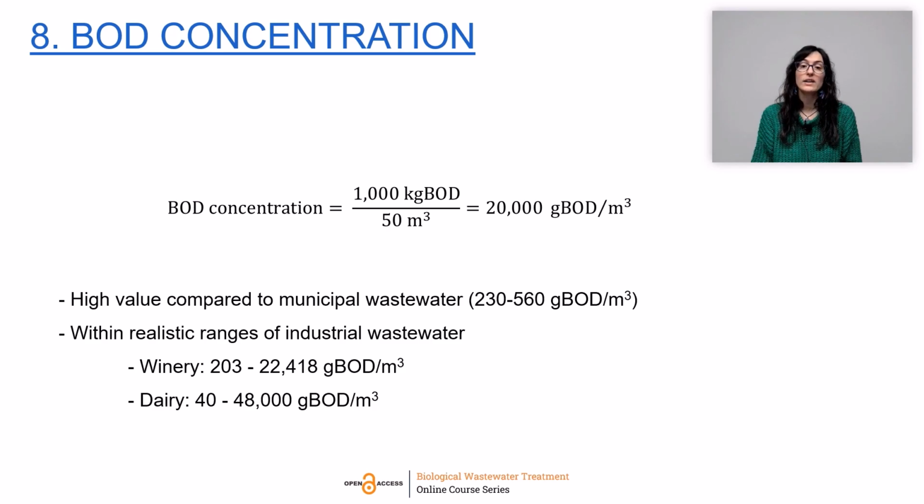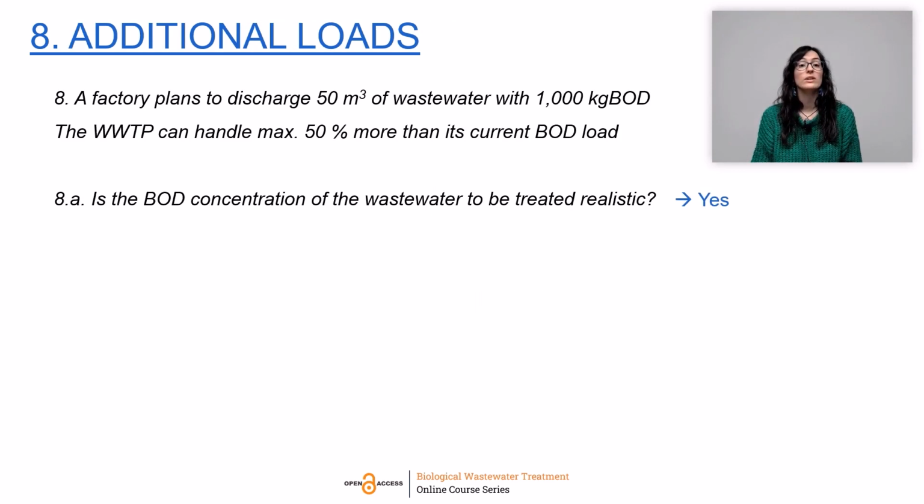This is quite high if we compare it with municipal wastewater that normally has less than 500 grams per cubic meter of BOD. Nevertheless, it is within the realistic ranges if we think about industrial wastewater instead. In particular, it would be within the ranges of the typical concentrations for brewery and dairy wastewater. Thus, we can say, to answer this question, that indeed the BOD concentration that we are considering is realistic.